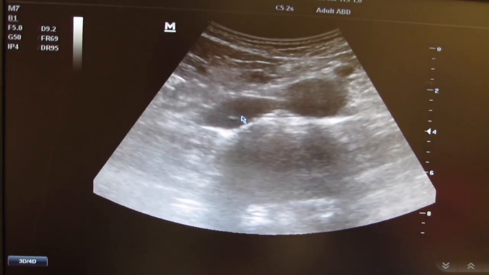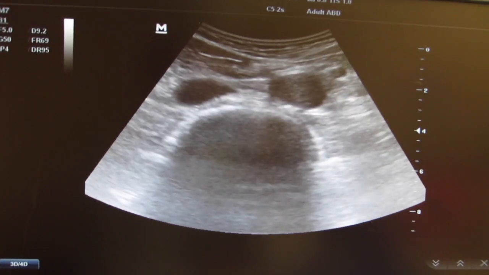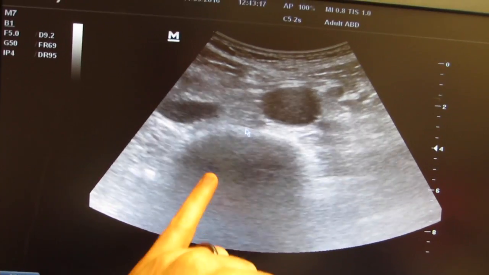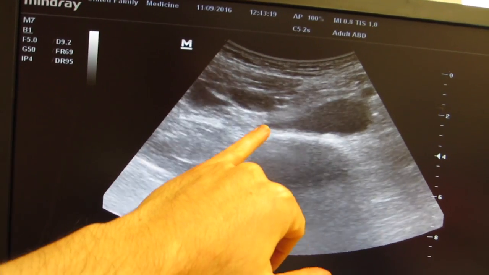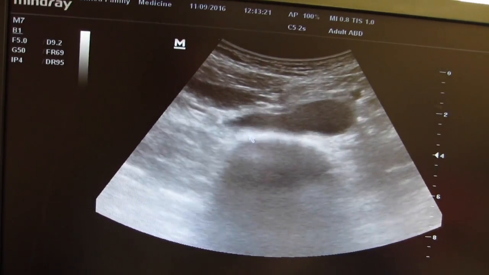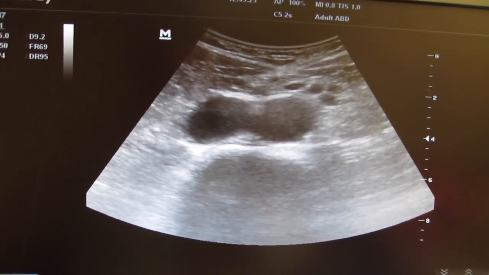You may also see the inferior vena cava if you're not applying a lot of pressure. But if you notice, when you apply a lot of pressure to the belly, the IVC collapses, but the aorta does not, and that's one good way of distinguishing which one is which.